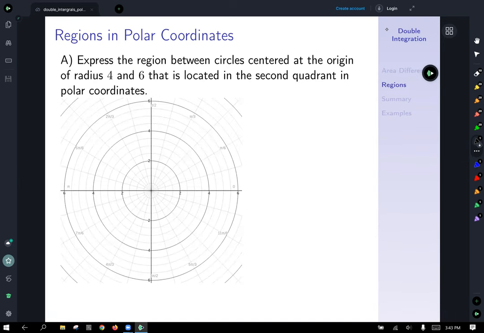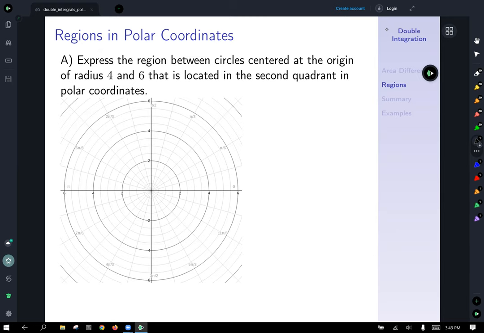Okay, so for the next bit, let's talk about how we can express some regions in polar coordinates. Practice that, because part of this is we're going to have to be able to express the region of domain of integration in terms of polar coordinates so that we can set up our limits of integration. So express the region between the circles centered at the origin of radius 4 and 6 that's located in the second quadrant using polar coordinates.